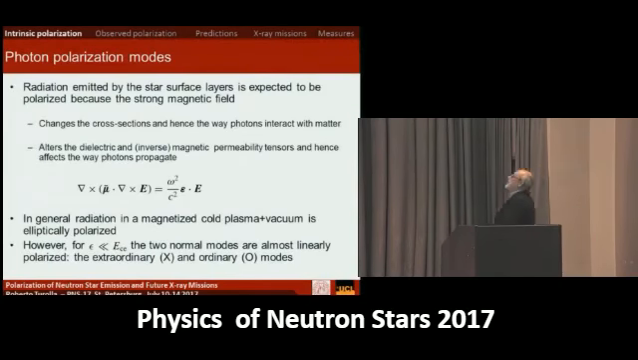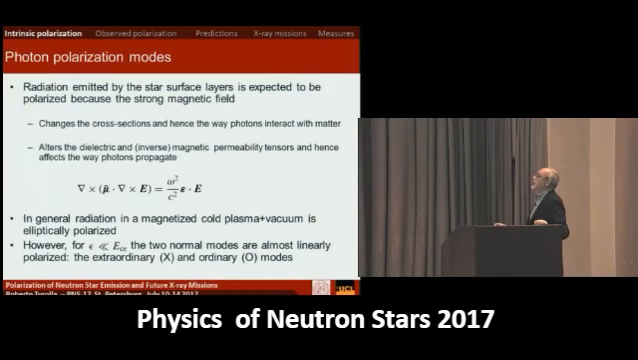Well, we expect that the radiation emitted by the neutron star surface layers is polarized because neutron stars do have a strong magnetic field. And the strong magnetic field acts in changing the photon-particle cross-section, and so the way in which radiation interacts with matter. And second, because the presence of a strong magnetic field alters the electric and inverse magnetic permeability tensors, and thence affects the way in which radiation propagates in a cold plasma plus vacuum medium.